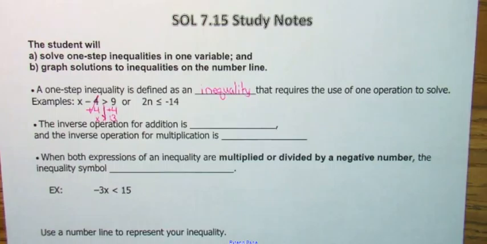Do not mess up and say x is equal to 13, because it's not. This says that x is greater than 13, which means it needs to be a number like 14, 15, 16, 17, and so on. It has to be something greater than 13.